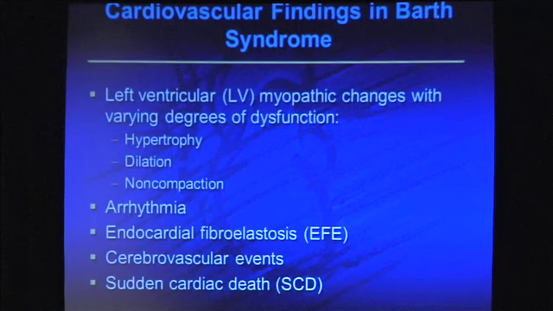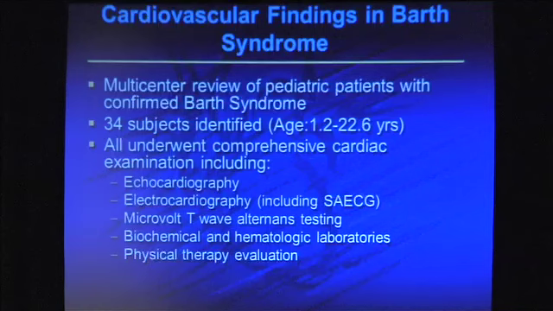So when we talk about LV myopathic changes, specifically we're talking potentially about hypertrophy, dilation of the left ventricle primarily, and this idea of non-compaction, which I'll show you some pictures of, potential for arrhythmia or unhealthy heartbeats, the idea of endocardial fibroelastosis. This isn't a disease we see as much anymore, but it was quite commonplace 20, 30 years ago in pediatric cardiology. The concerns for cerebrovascular events, and oftentimes those may be directly related to the presence of non-compaction, and I'll explain why that would be in just a few minutes. And then the concern of sudden cardiac death.